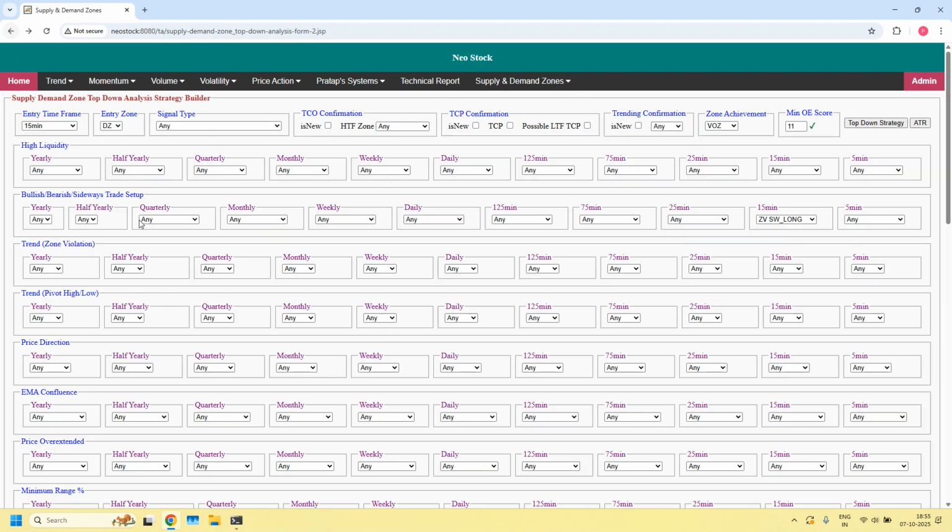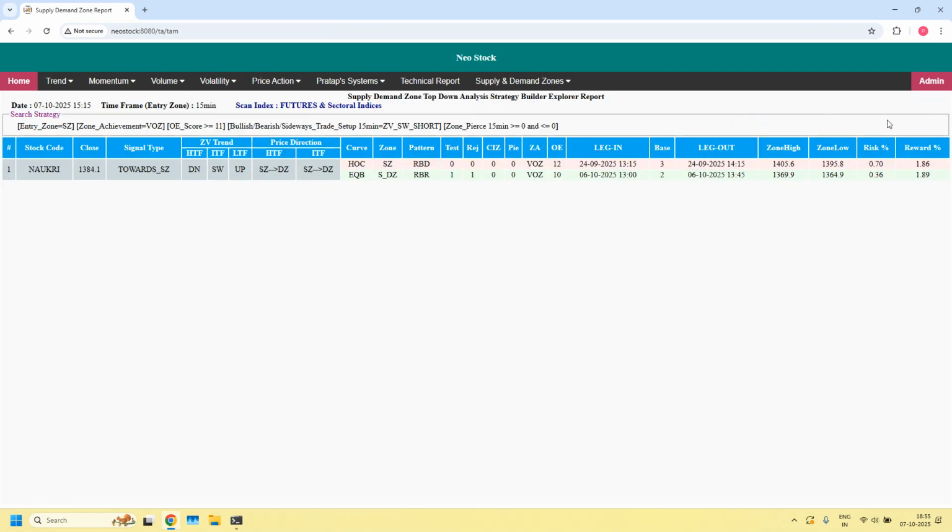Okay, next sideways short trade setup for daily income trade, 15 minutes supply zone, and here sideways short. We got only one stock and entry time frame zone is 15 minutes supply zone. You should plan trade only if lesson 30.3 checklist items are satisfied, otherwise zone might be violated.